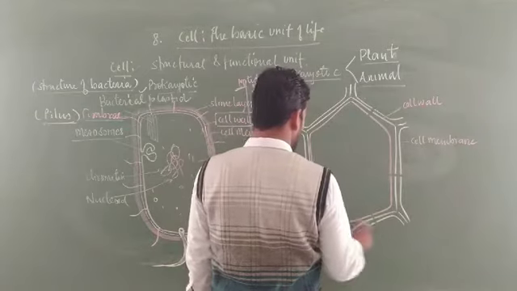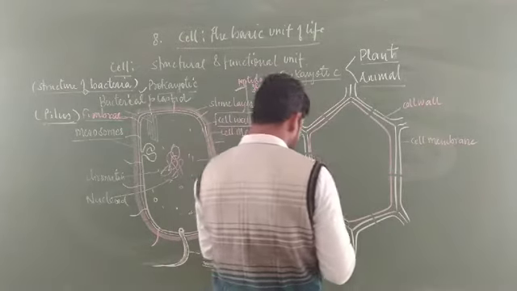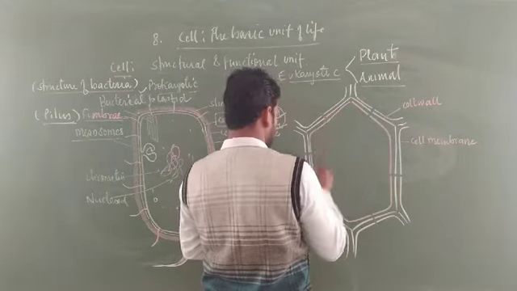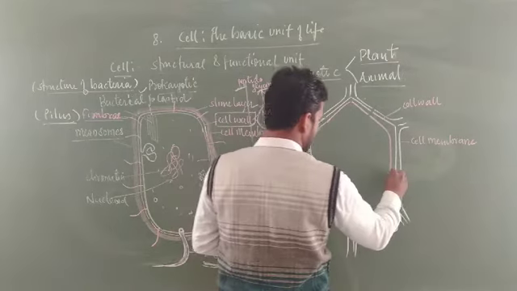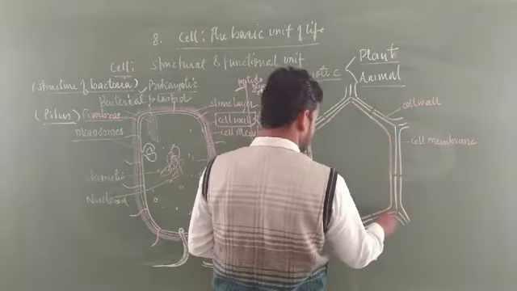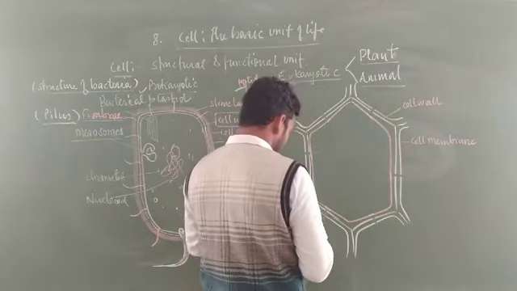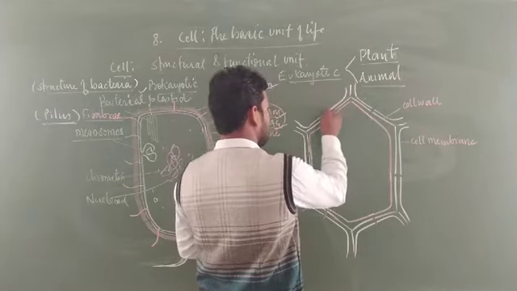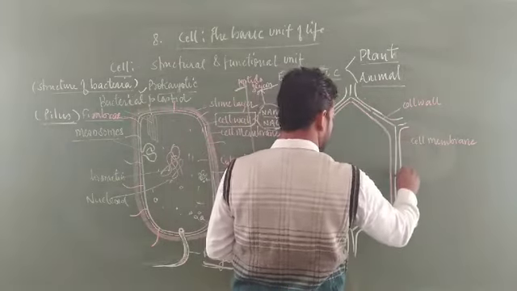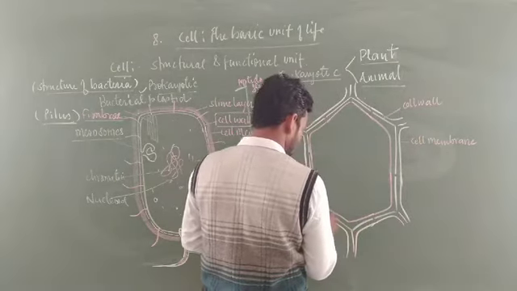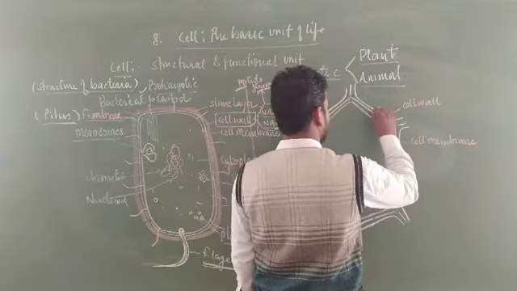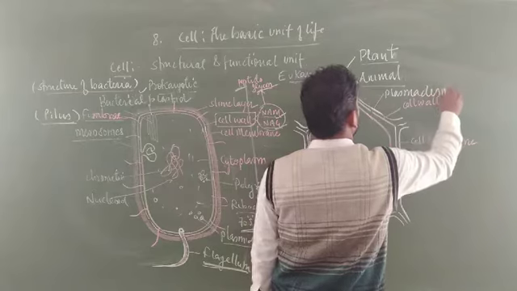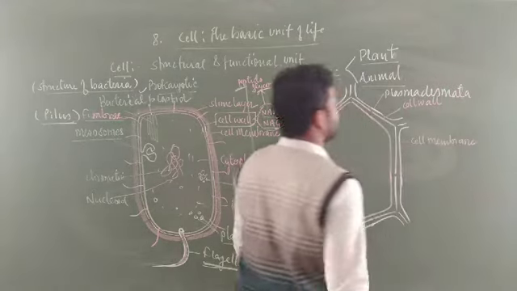Between cells, it provides cellular connection. The cell wall has a pore, called plasmodesmata. This is also called a plasmodesmal connection.